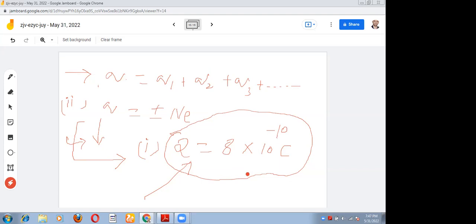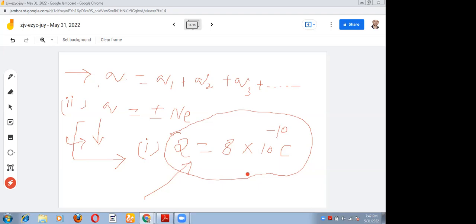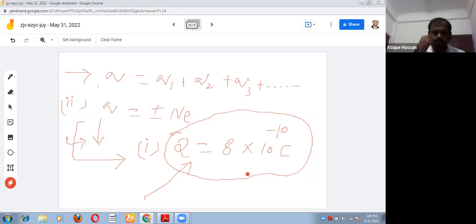So should we use the formula Q equal to NE? Then we can use the charge of an electron, 1.6 into... Yes, that is true. You are going good. But after that, what will you find? I understood you will apply Q equal to NE. But what do you want to find?